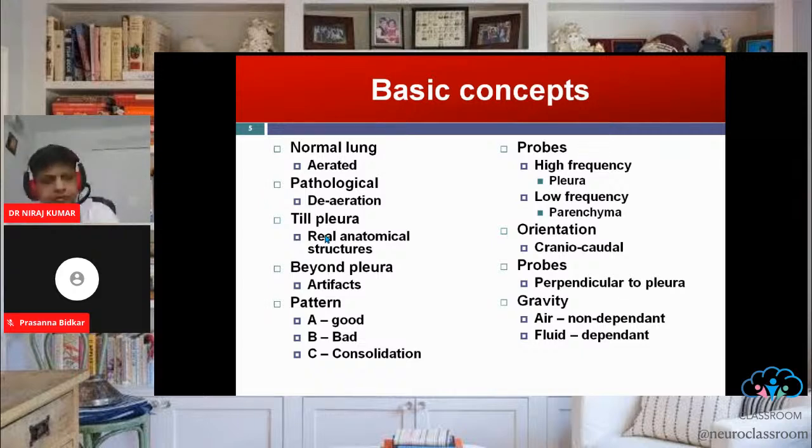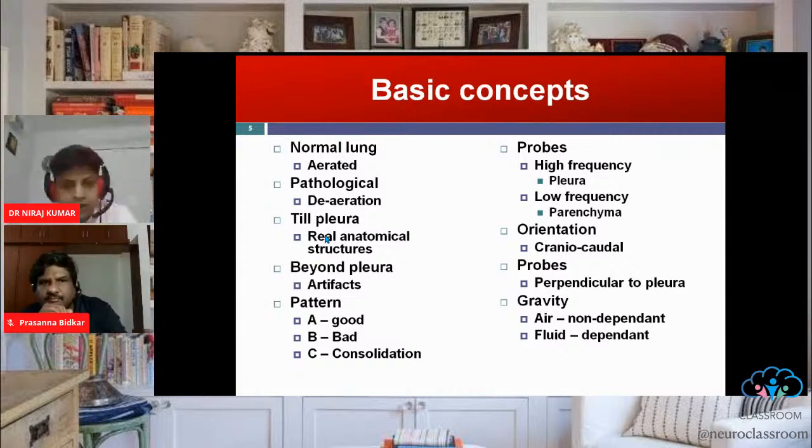Sometimes people may get confused regarding orientation. To make things simple, always use a longitudinal or cranial direction. The marker of the ultrasound probe on the screen should always be towards the head. And regarding probe placement, keep the probe perpendicular. Remember, perpendicular to the pleura and not perpendicular to the chest. We want to examine the pleura, so keep the probe perpendicular to the pleura.